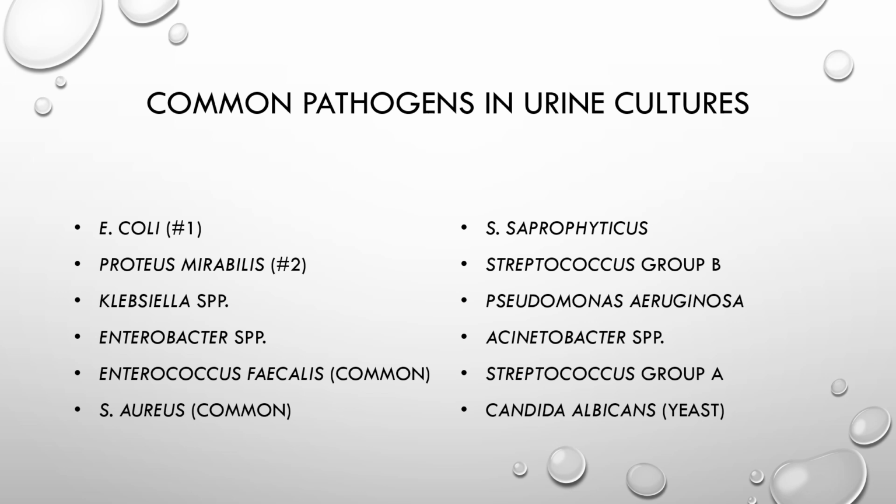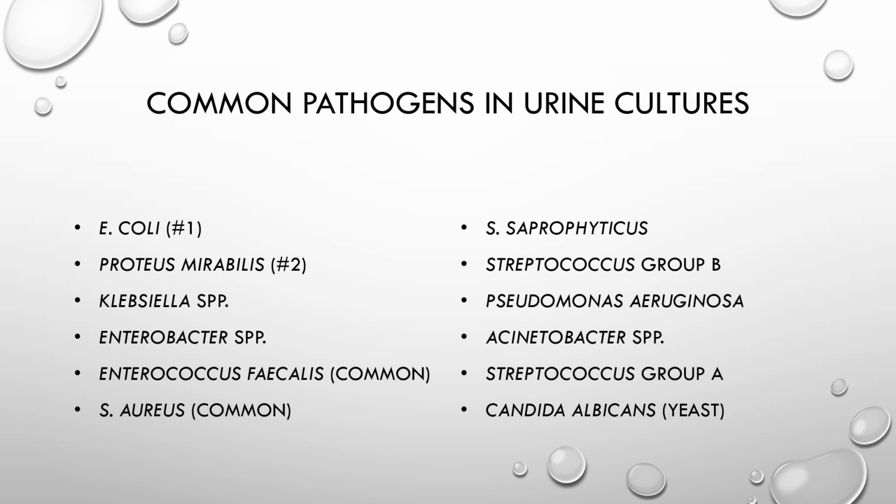So here's a list of things that you're definitely going to need to know for your board certification. Common pathogens in urine cultures would be Escherichia coli. That's probably the #1 cause of urinary tract infections. Proteus mirabilis is the #2 cause. Those are both enterics. Klebsiella, Enterobacter, those are both enterics as well. So again, those first 4 bullet organisms there are from the gut.